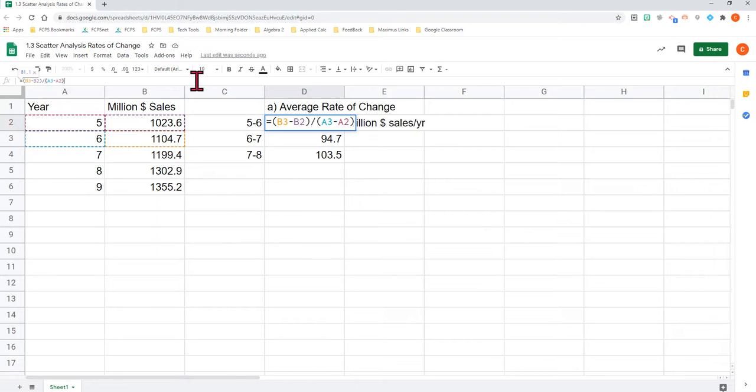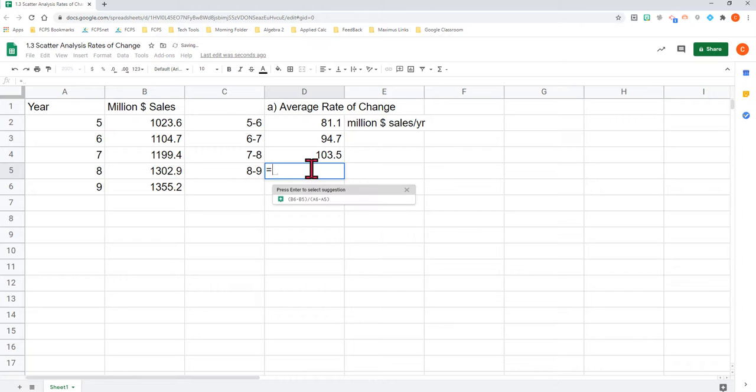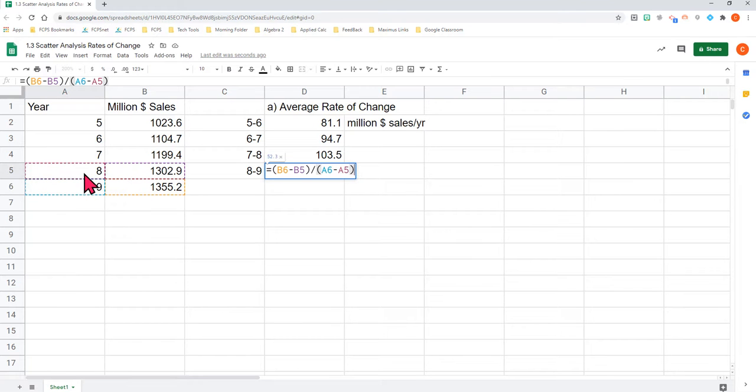Notice we have the first 4. And then I have the next 4. They slide down 1 row. They keep sliding down. Okay, 8-9. That'll be the last one. Okay, equals A6 minus A5. Okay, and now I have all of these things filled in here.